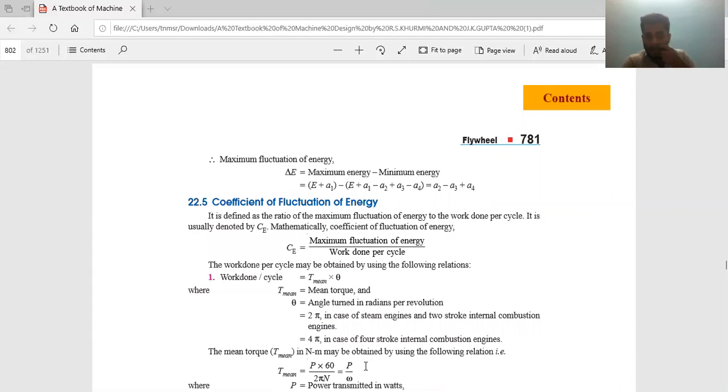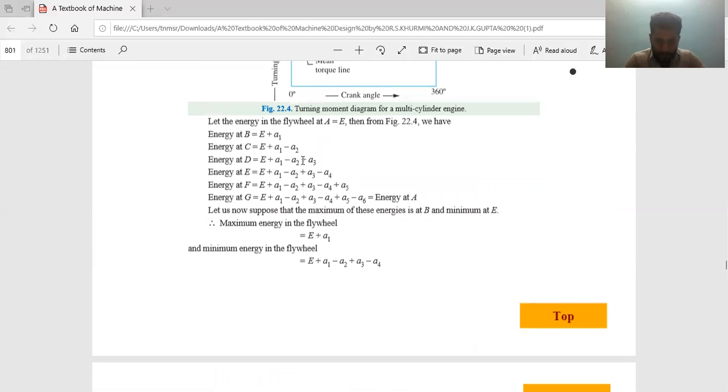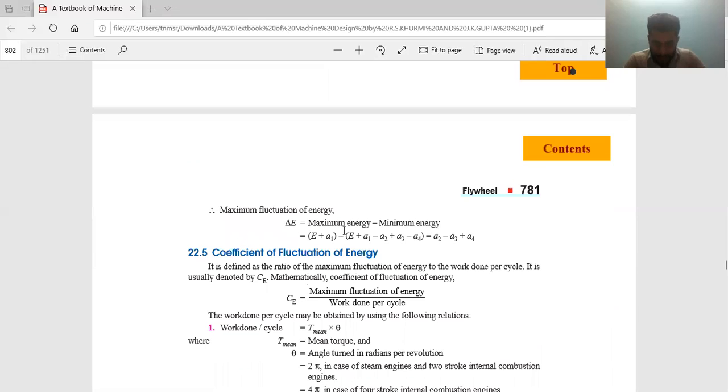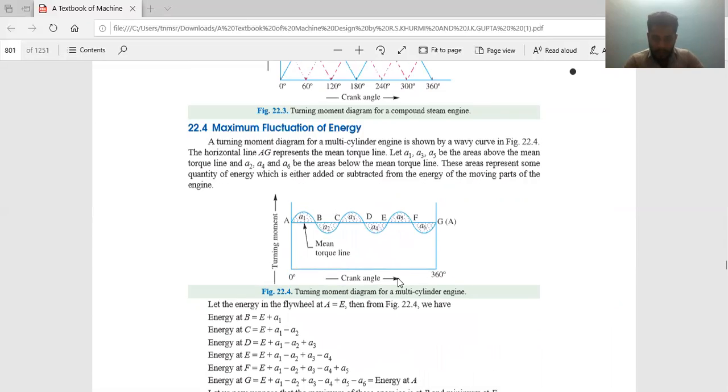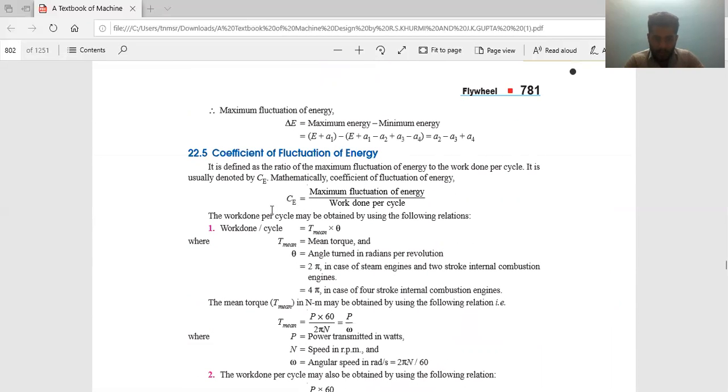Next. Now let us move towards coefficient of fluctuation of energy. What is this coefficient of fluctuation of energy? It is nothing but maximum fluctuation of energy divided by work done per cycle. From the previous expression, you have got the maximum fluctuation of energy. You will divide it by work done per cycle. How can you calculate work done per cycle? The area under this T-theta diagram will give you the work done per cycle. Once you do that, you will get the value of CE, that is, the coefficient of fluctuation of energy.